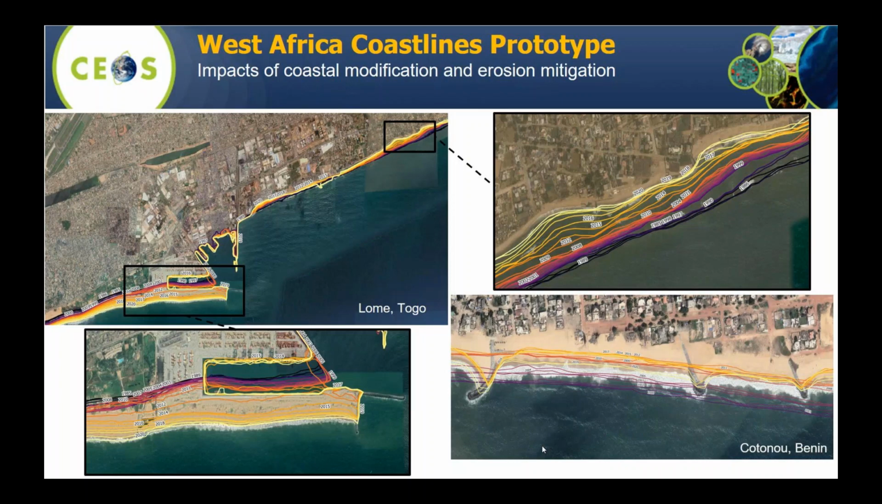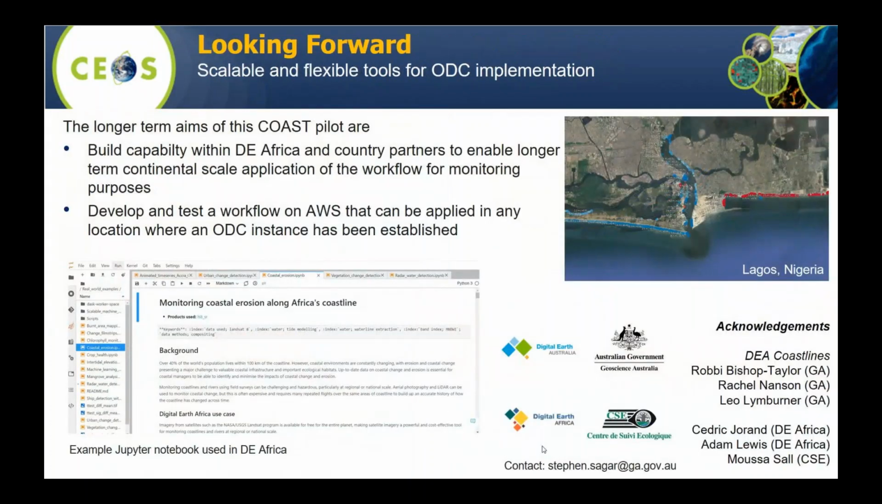So what are we doing looking forward? The longer term aim, I guess, is to build a capability within DE Africa and the country partners, not only so they can run this historically and develop a picture across the continent, but also so they can get that up and running for monitoring purposes.